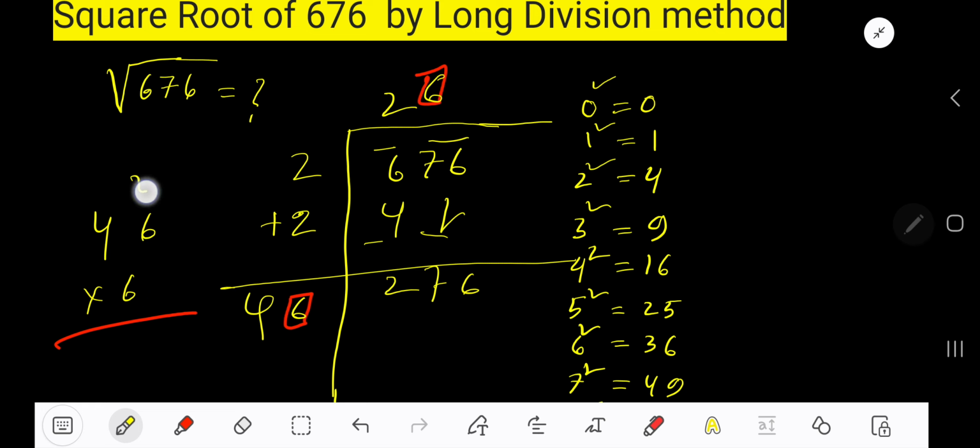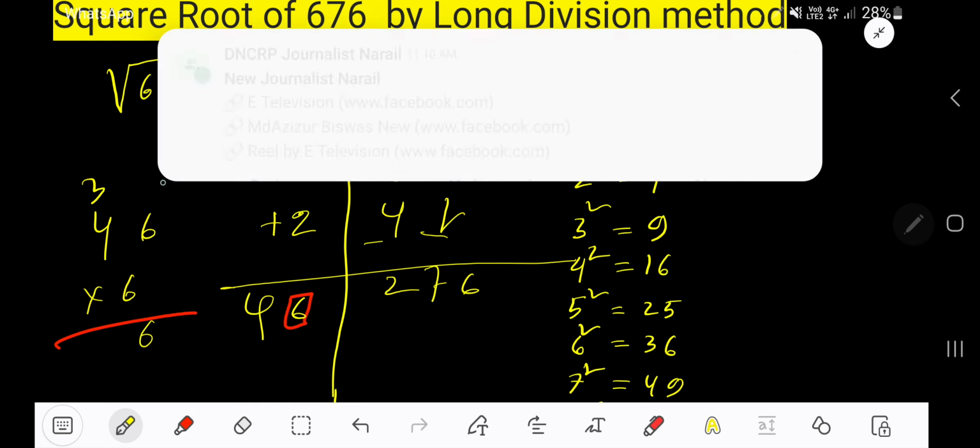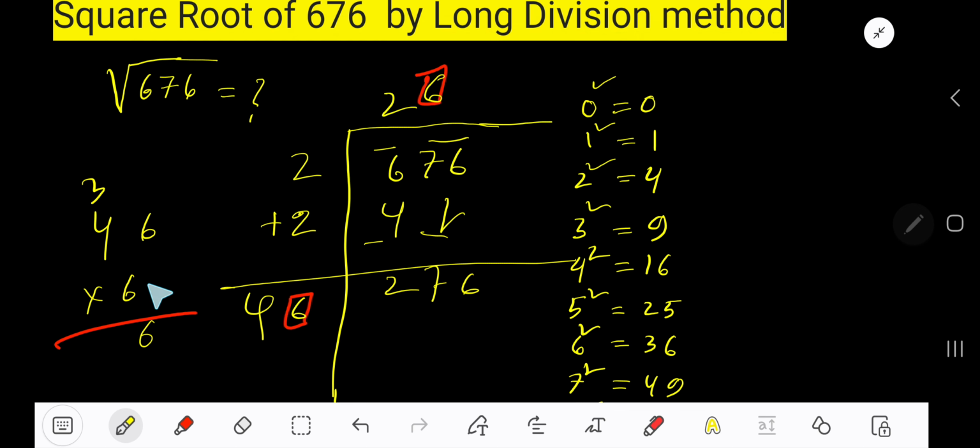6 times 6, 36, write 6, carry 3 to the next column. So 4 times 6, 24, 24 plus 3, 27. So we get 276.